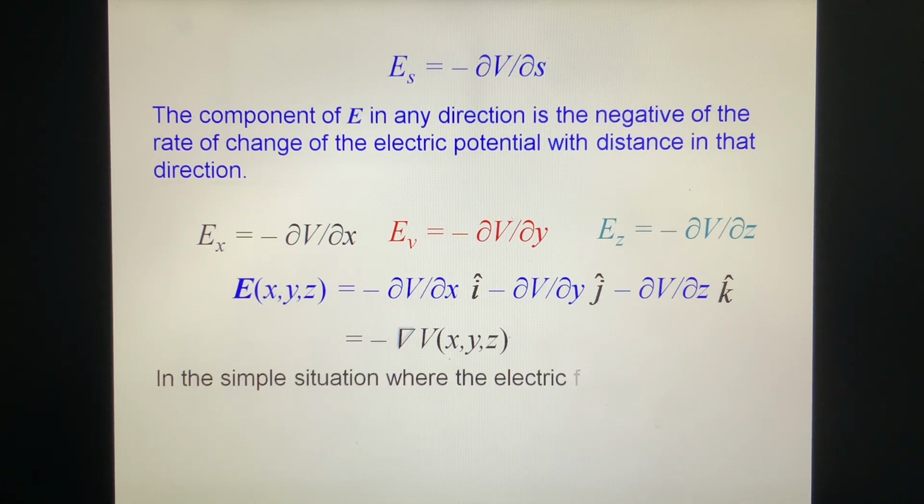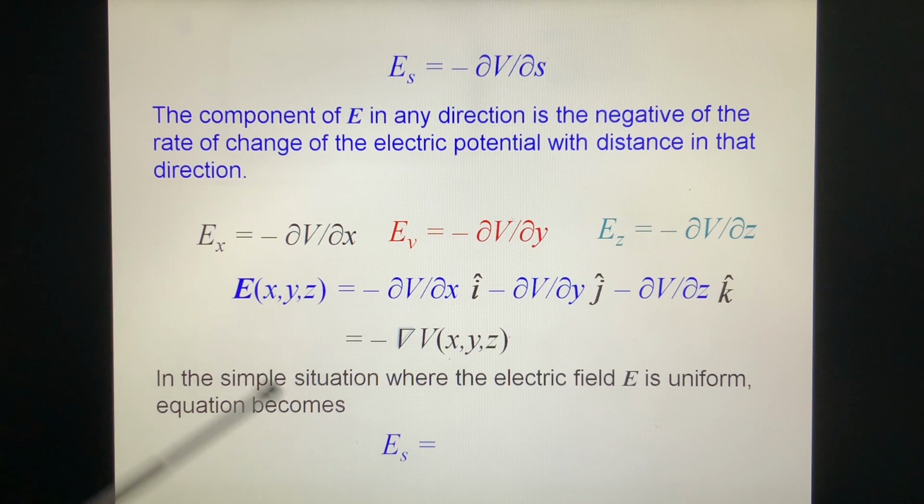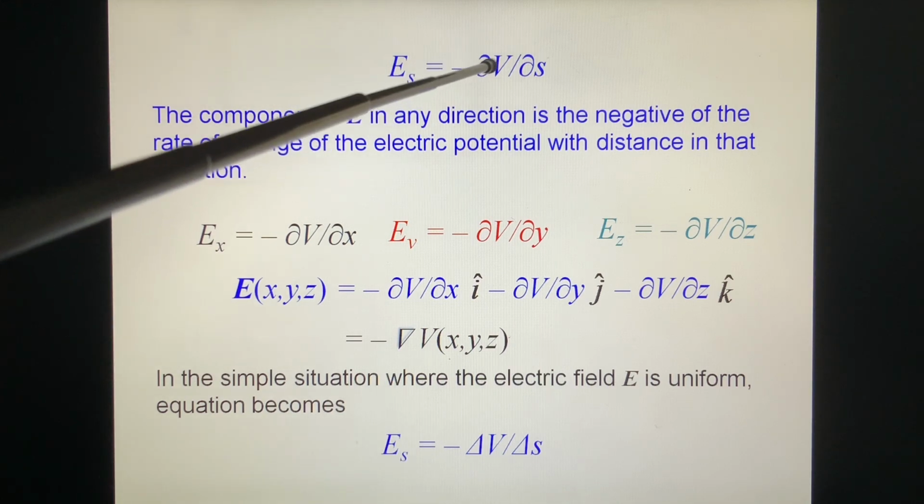In the simple situation where the electric field E is uniform, the equation becomes Es equals minus delta V over delta s. We can change this one.